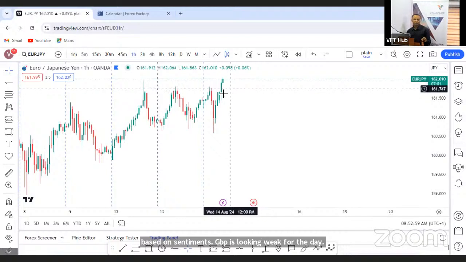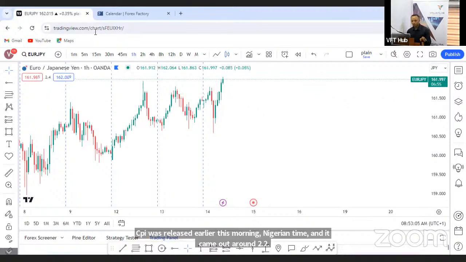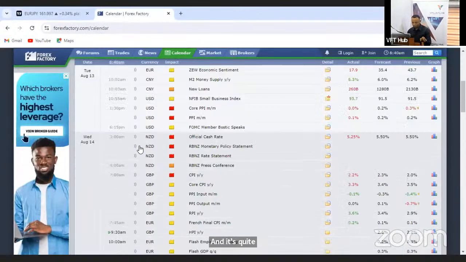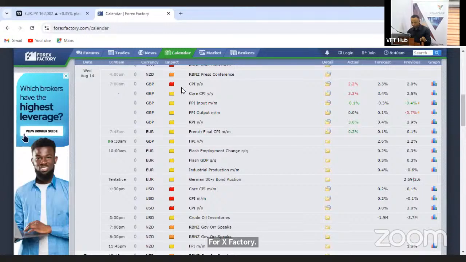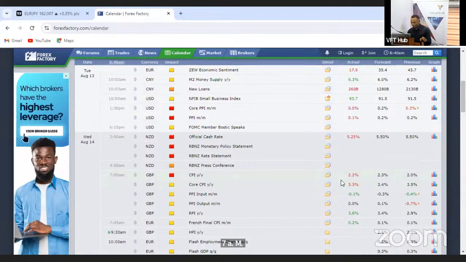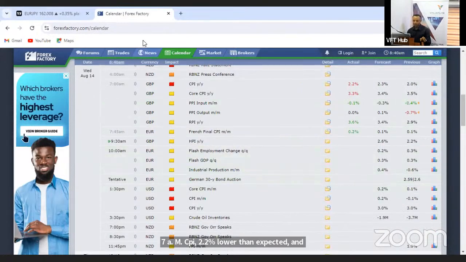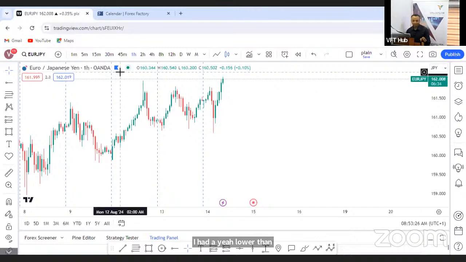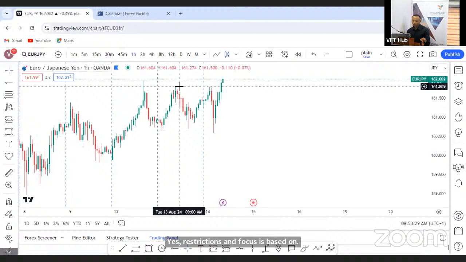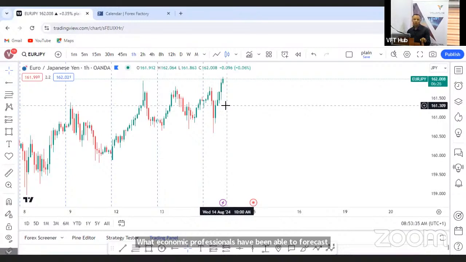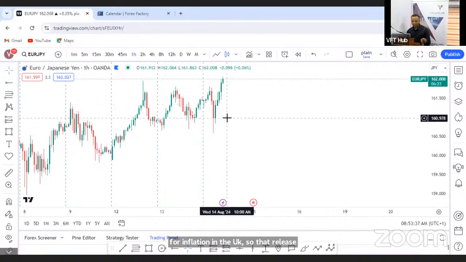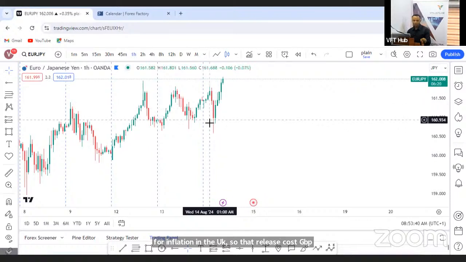The CPI was released earlier this morning, 7 a.m. Nigerian time. It came out around 2.2, and it's quite low. If you check the news release on Forex Factory, you see that somewhere around here. Okay, yeah, 7 a.m. CPI 2.2%, lower than expected, though higher than the previous month, but the forecast is based on what economic professionals have been able to forecast for inflation in the UK. So that release caused GBP generally to nosedive on most pairs, and we're seeing a weaker GBP compared to Euro.